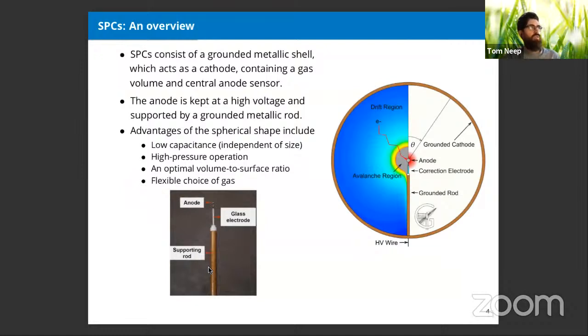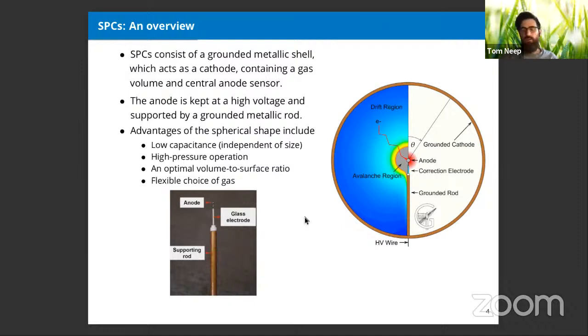So a quick overview about what these are. You have a grounded metallic shell, as you saw on the previous slide, and inside this sphere you fill it with gas, and then you have a central anode sensor. You try and put an anode directly at the center of the sphere. You see in this diagram here what the anode looks like. Of course, you have to support that by some rod, and this rod contains a high voltage wire, which creates a radial electric field inside the sphere.